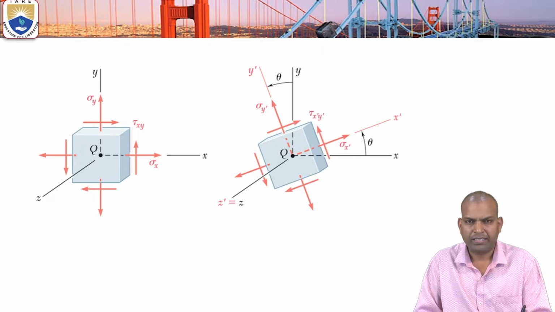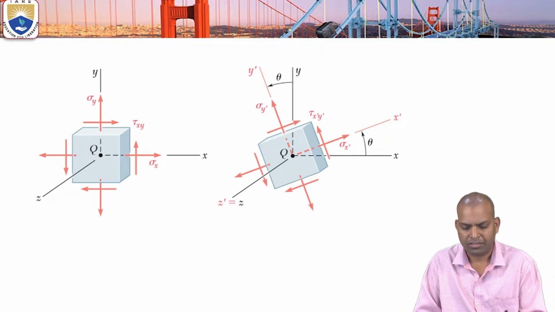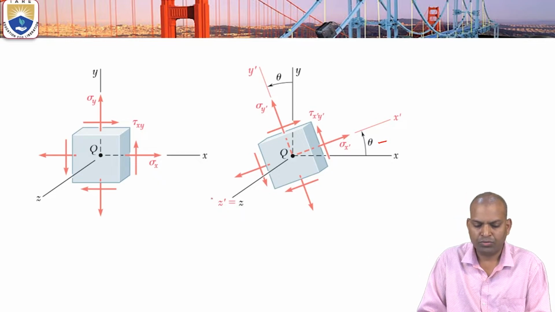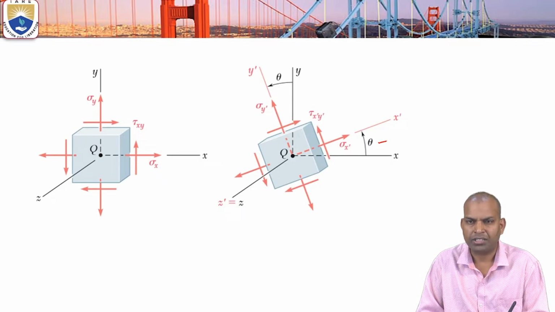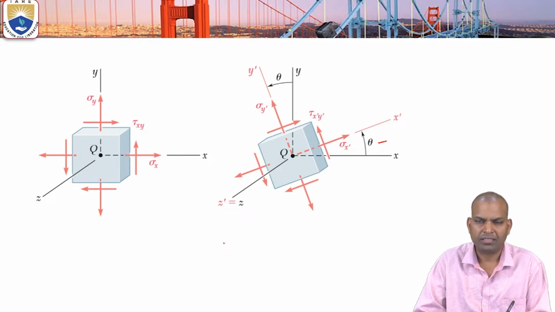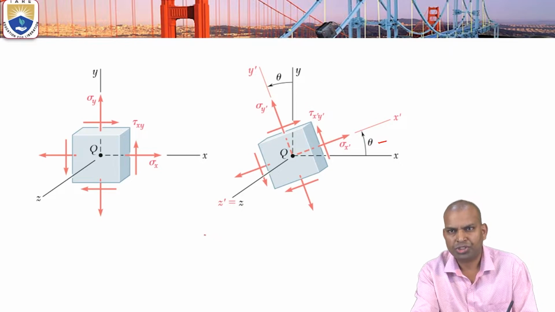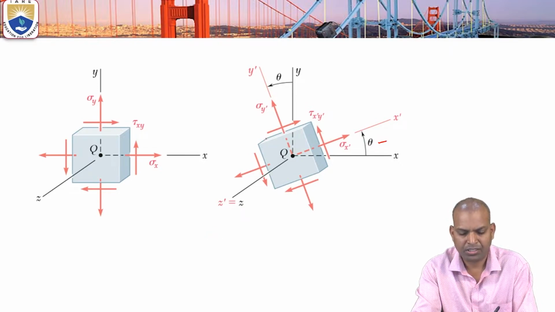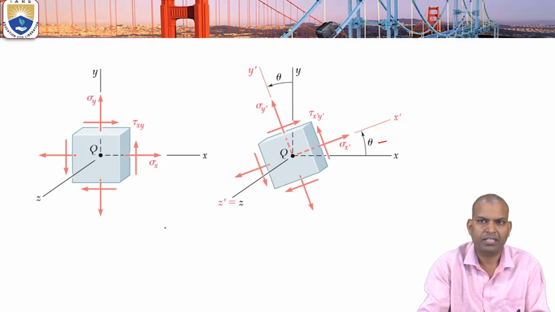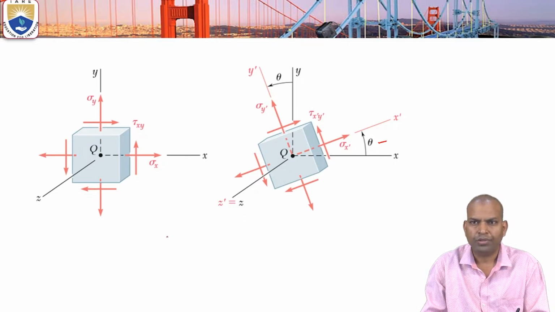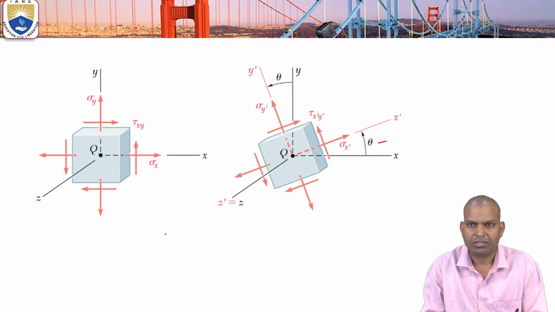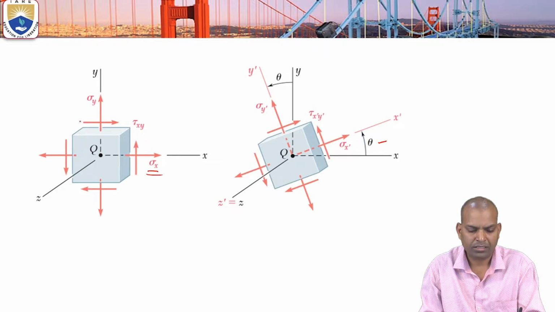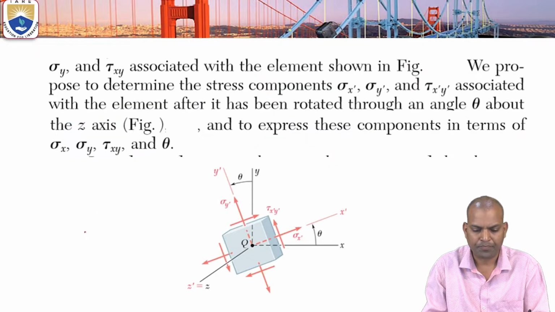Now when it is rotated by an angle theta about the z axis, the new axes are x dash, y dash, and z dash. Here z dash equals z because it is rotating about the z axis, but the new stress values are sigma x dash, sigma y dash, and tau x dash y dash. Now we are going to find sigma x dash, sigma y dash, and tau x dash y dash in terms of sigma x, sigma y, and tau xy.